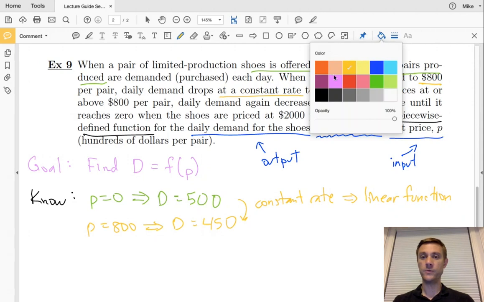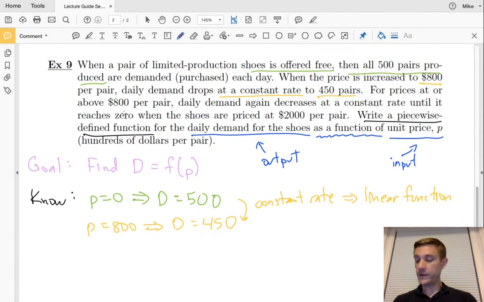I'm going to run out of colors before we're done, I'm pretty sure.